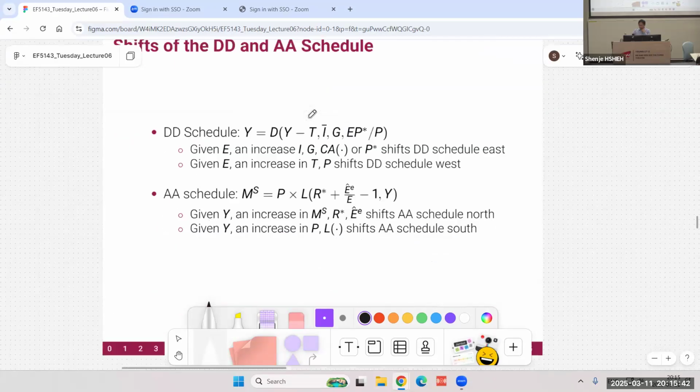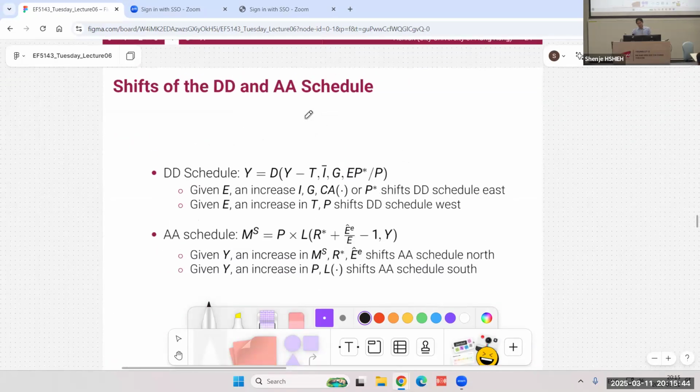Okay. All right, so before showing you the shifting graphs and stuff, I want to just give you all the possible changes you can imagine and see how things change for each schedule. So here's the schedule for DD, right? You know how that is. Here's the schedule for AA. Again, it's just the equilibrium equation.